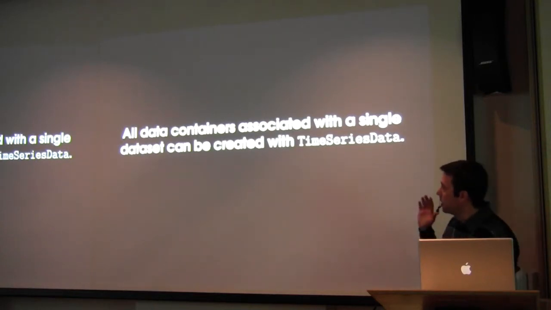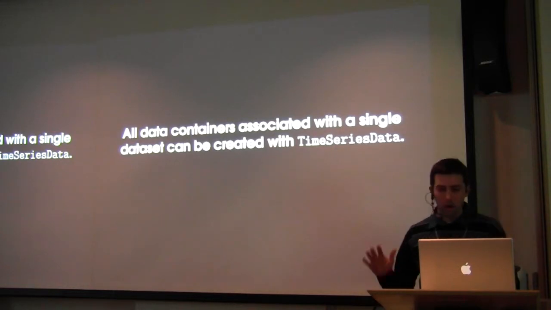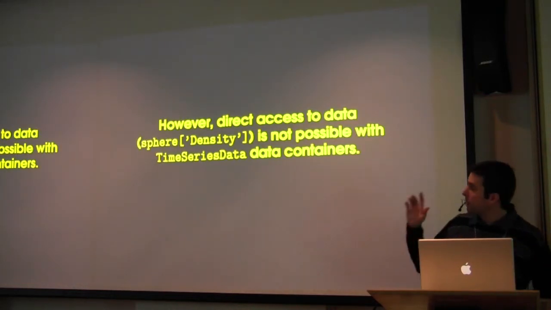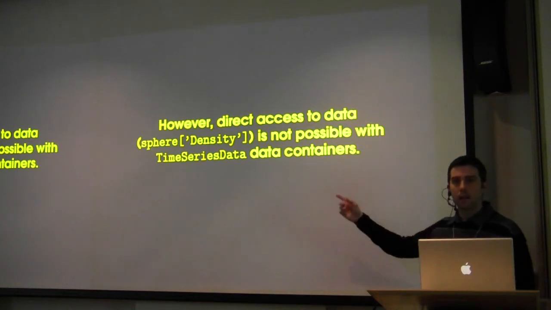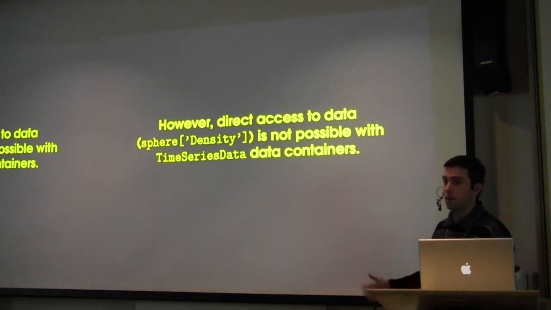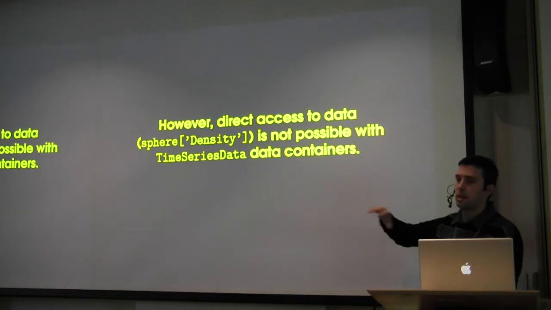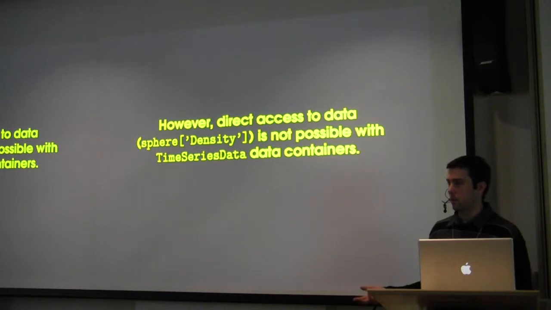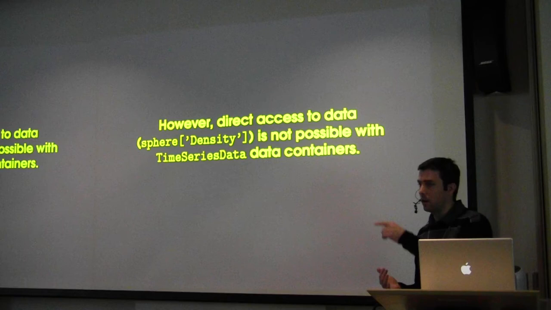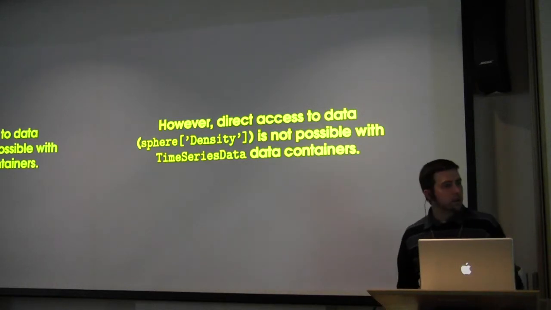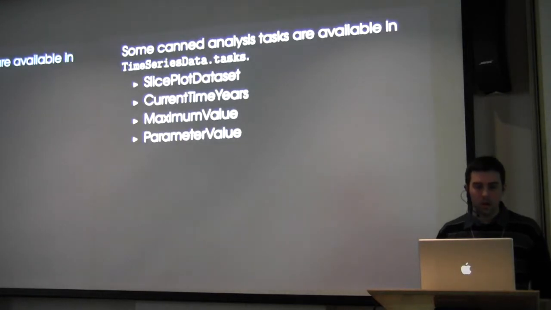Okay, but there is one distinct difference with this. So, all right, you can associate all the data containers with that. So region, sphere, all that stuff. That all works the same way. Okay, but the one distinct difference is that you don't have direct access to the sphere data or the region data. Okay, so you cannot do sphere density and just get all of the values. Okay, that's not going to work, because that would have to give you all the values for all of the spheres, and that just seemed to be too unwieldy, so we chose not to do it that way.